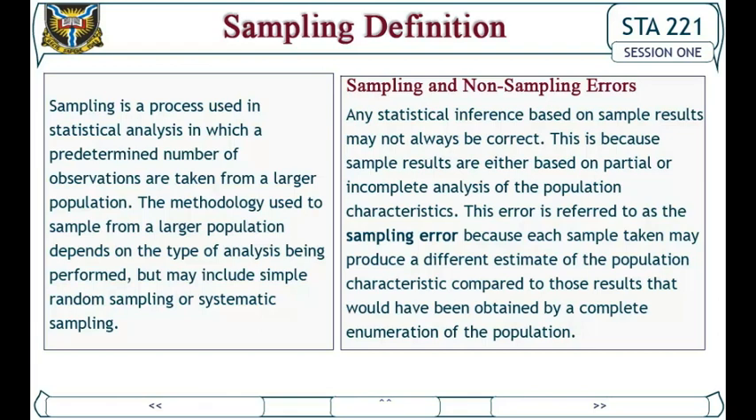Sampling and non-sampling errors. Any statistical inference based on sample results may not always be correct. This is because sample results are either based on partial or incomplete analysis of the population characteristics. This error is referred to as the sampling error because each sample taken may produce a different estimate of the population characteristic compared to those results that would have been obtained by a complete enumeration of the population.